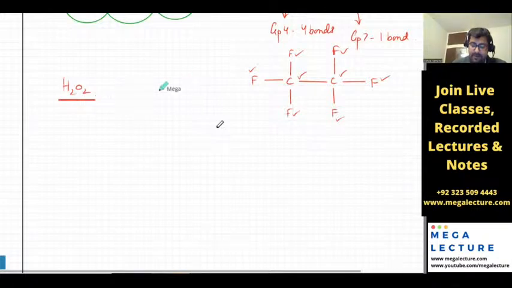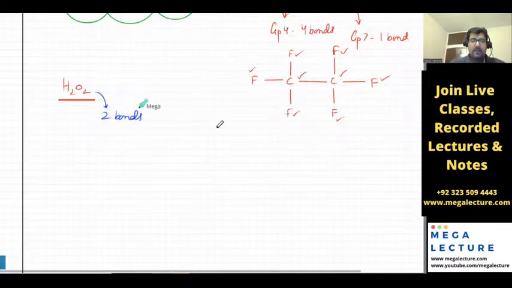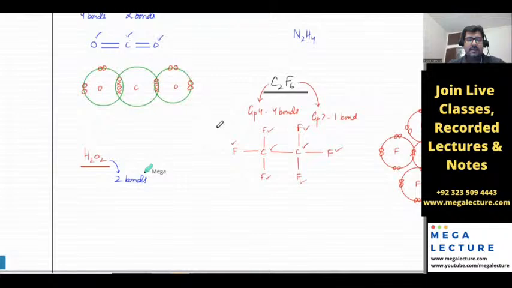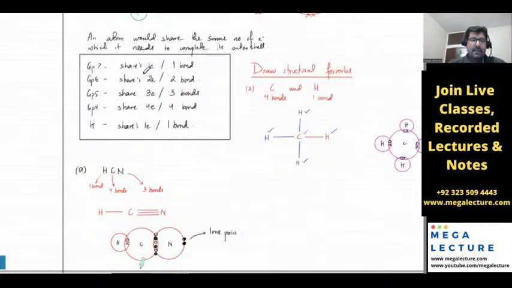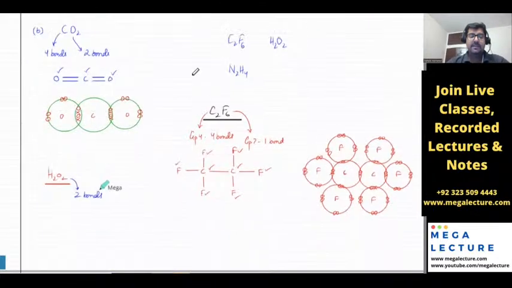So first thing, oxygen is in group 6. So how many bonds does group 6 make? It makes 2 bonds, right? Okay, group 6, just look at the table. It already has 6 electrons. It needs 2 electrons. It's going to make 2 bonds. So group 6 makes 2 bonds.